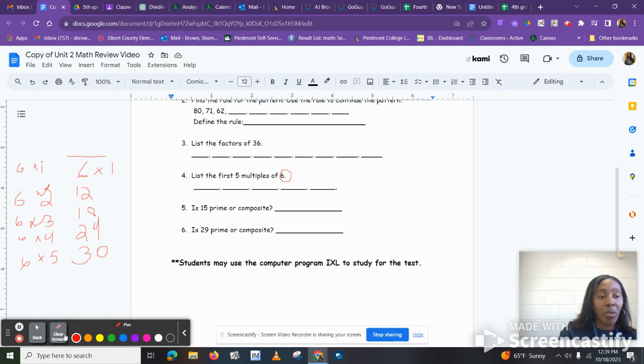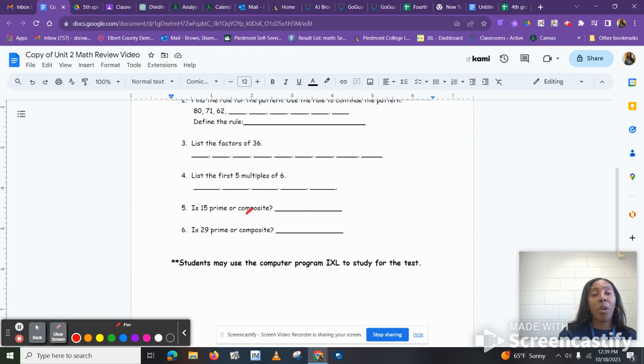And then the next one says, is 15 prime or composite? So to know if a number is prime or composite, I need to know what the factors are for that number. If it only has one set of factors, it is prime. If it has more than one pair of factors, then it is composite.